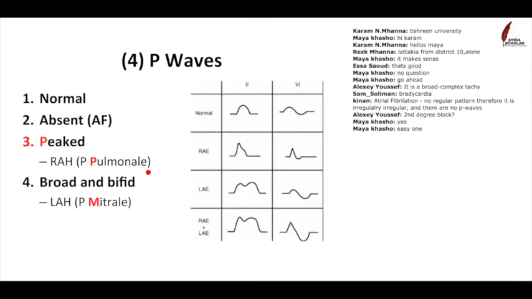So if somebody's got mitral stenosis, for example, the left atrium is having to contract really hard against a really tight mitral valve, giving a broad and bifid P wave, which is P mitrale. Peaked P waves correspond to pulmonale, when it's the right side, and it looks like an M, with this M shape, when it's P mitrale.